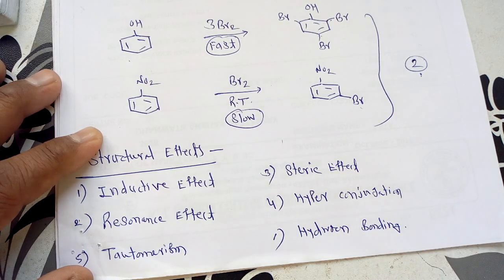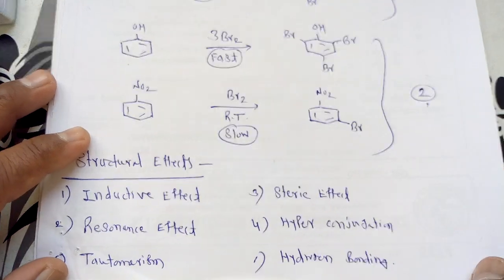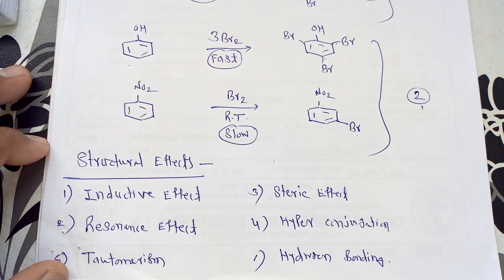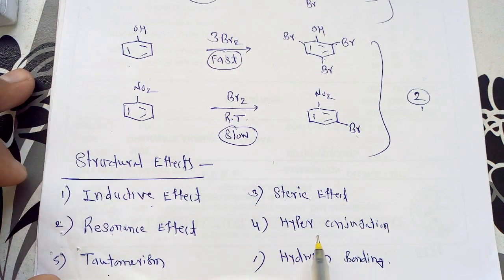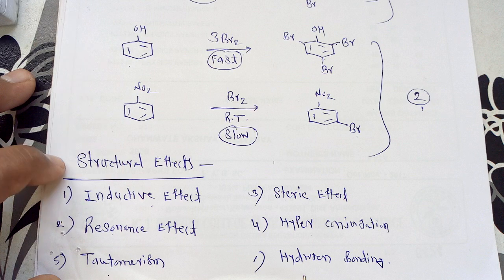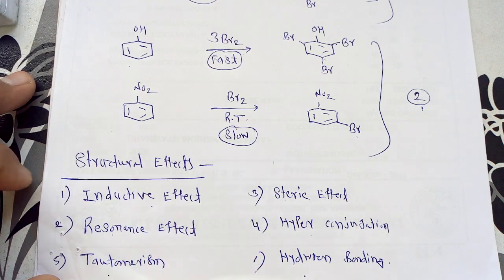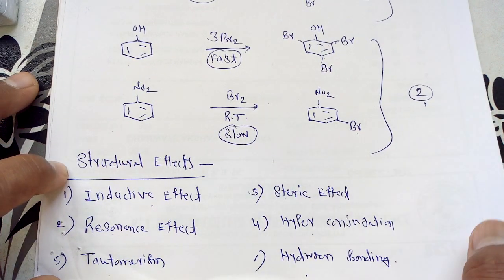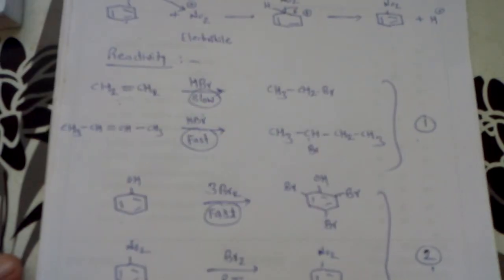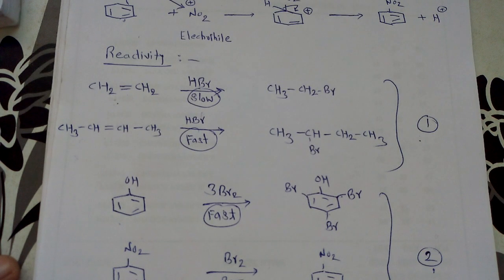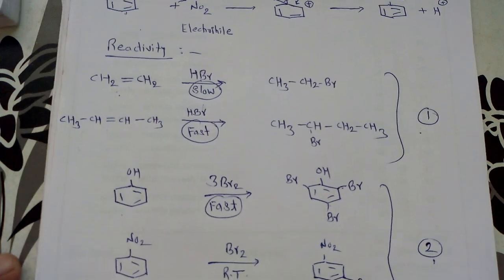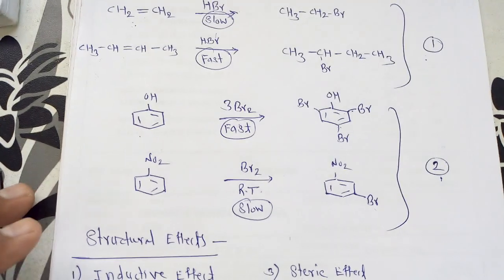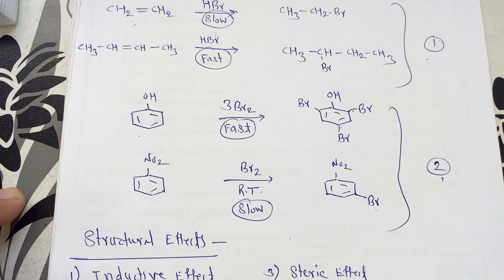Now, these are the 6 important effects which affect the reactivity of organic molecules: inductive effect, resonance effect, tautomerism, steric effect, hyperconjugation effect, and hydrogen bonding. So all these effects have to be taken into consideration while comparing the rate of a chemical reaction, or in short, in order to consider the reactivity of organic molecules, these structural effects are very important to judge the rate of a chemical reaction.